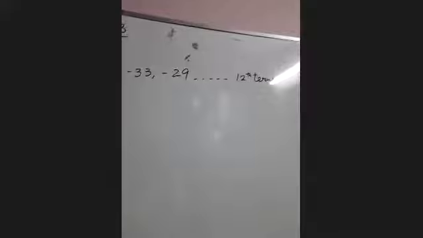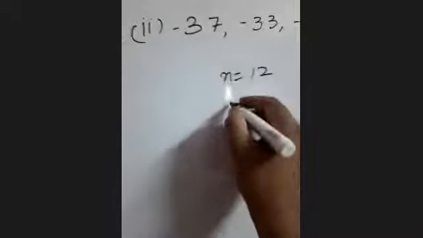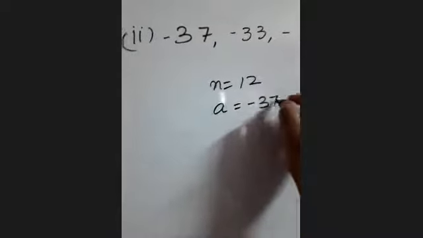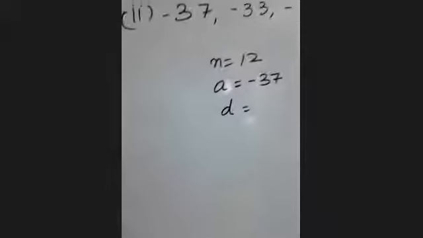The second part is the given AP, that is minus 37, minus 33, and minus 29. This is the AP given to us, and we need to find the sum of this AP till 12 terms. So n is given as 12, and the AP is given to us. So n will be 12, A is minus 37, and to find out D, what we are going to do?